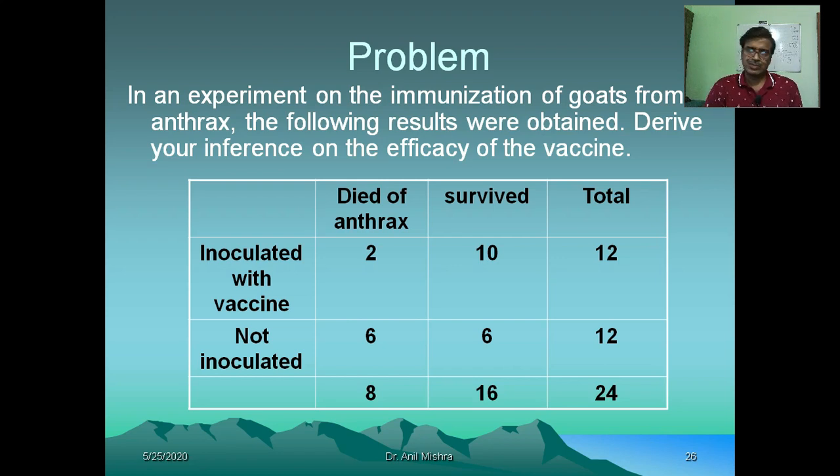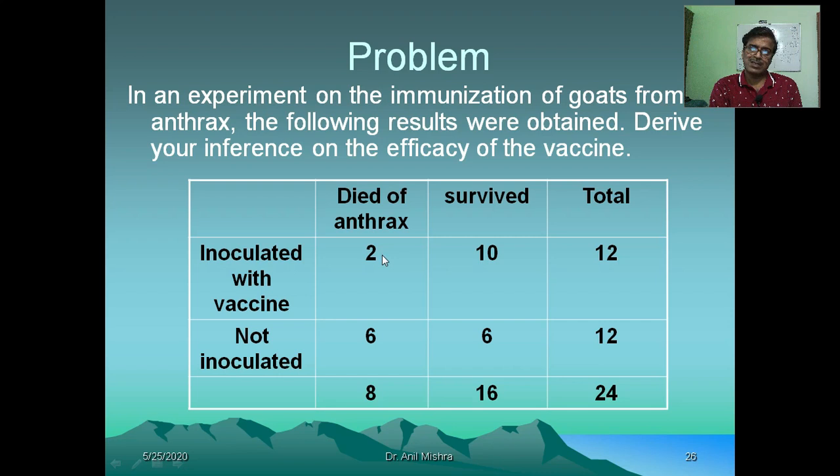Then we have to proceed for the solutions. But remember, we can proceed directly and find the solutions, or we can make the Yates corrections. Then how do you make the Yates corrections? Here you look at the observed frequencies A, B, C and D, that means 2, 10, 6 and 6. Out of those four, one observed frequency in the first cell is less than 5. Here we have to adjust it.